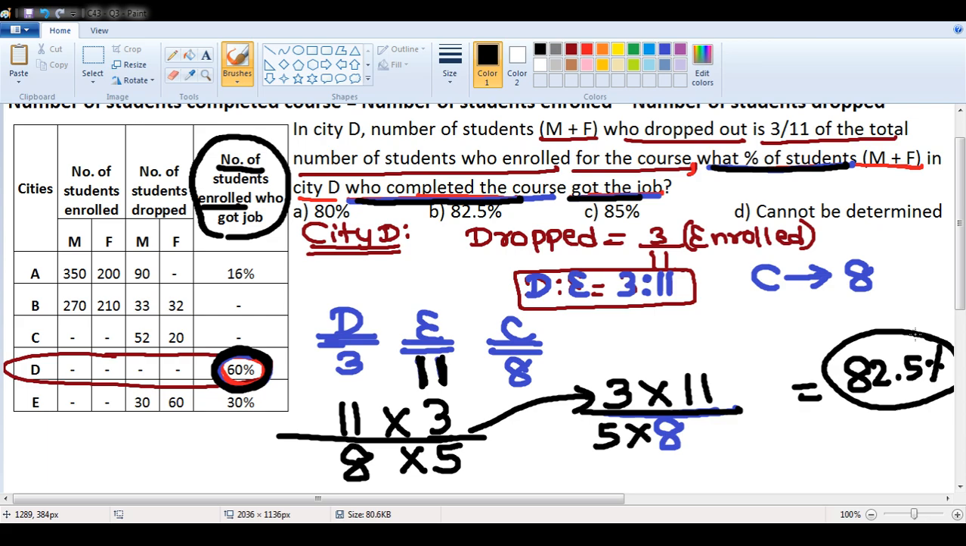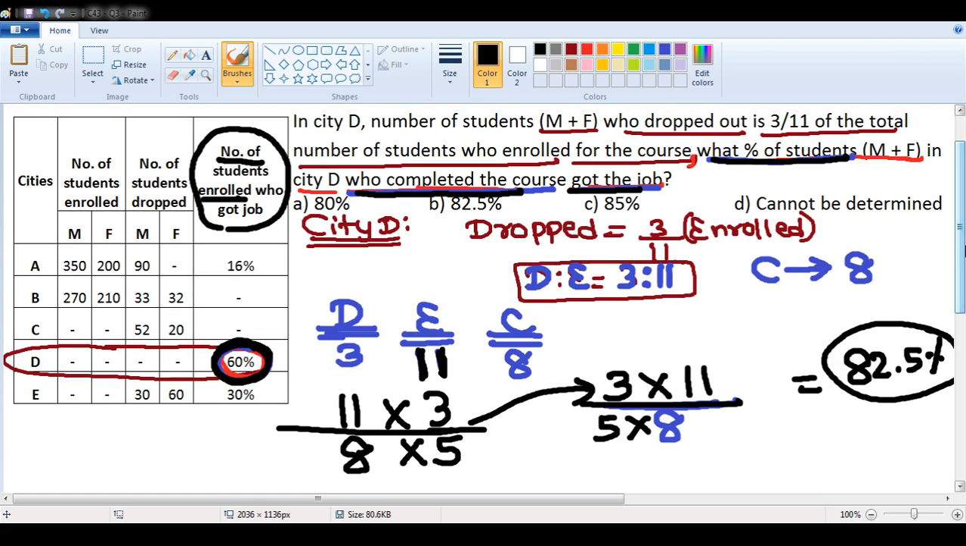I hope the idea is clear. 82.5 percentage. Yes, Naveen. For the previous question, if all the options are multiples of 17, you should pick an answer option, check it out. Arvind, this is for you. Listen carefully, Arvind. What percent?